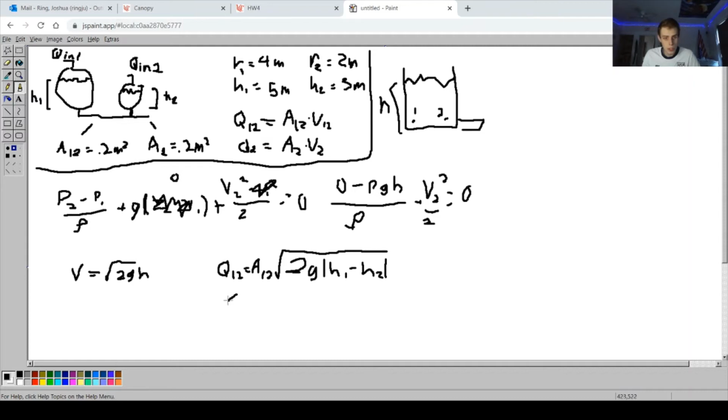So our Q2 is slightly simpler just because we don't need to worry about the change in height. Our Q2 is equal to our area 2 times the square root of 2GH, no difference in height. So there we go, that is part A of homework 4. I will see you in the next part.